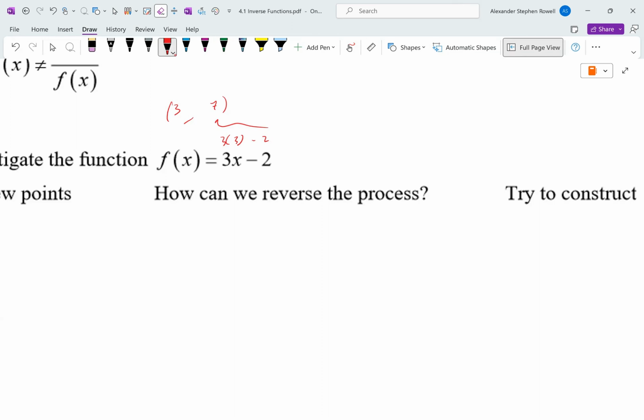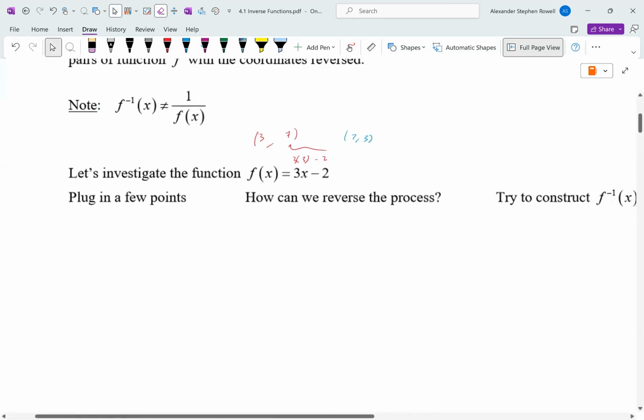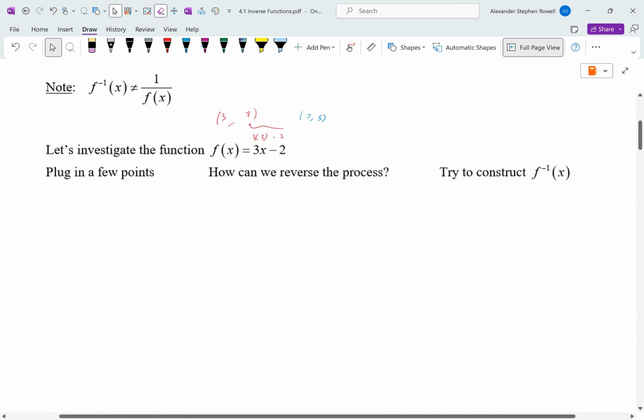What would the opposite of that be? Plug in 7, it gives you 3. This is one way to think of inverse: 7, 3. If we can switch every ordered pair, then we're going to invert the function. Okay, let's plug in a few points just so we can see this in action.